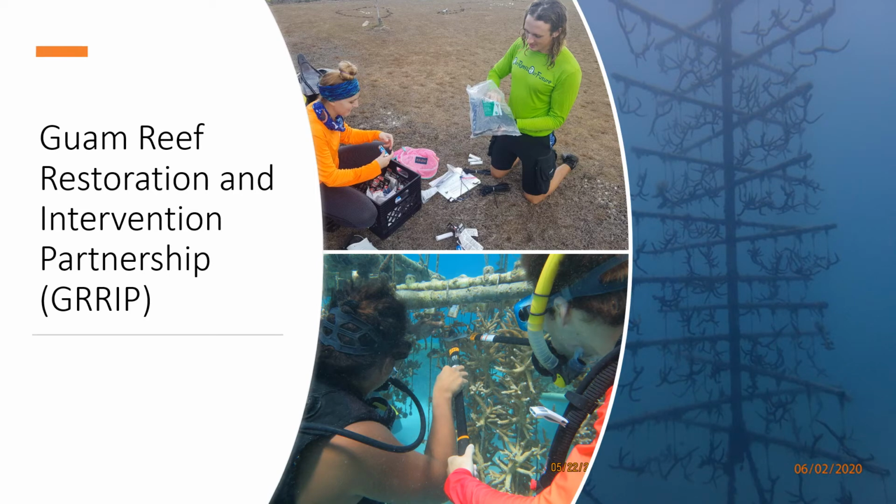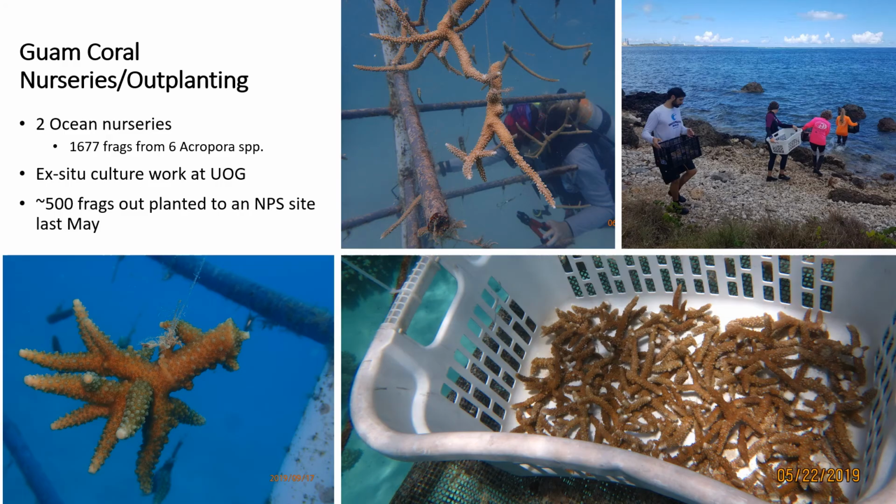Guam Reef Restoration and Intervention Partnership, or GRIP, is our local collaboration of scientists, government entities, including National Park Service, managers, and volunteers to actively conserve Guam's coral reefs. Before and during my internship, I worked on expanding and maintaining our coral nurseries. Currently, we have 2 ocean nurseries comprised of PVC trees and tables that hold almost 1,700 frags from 6 threatened Acropora species.